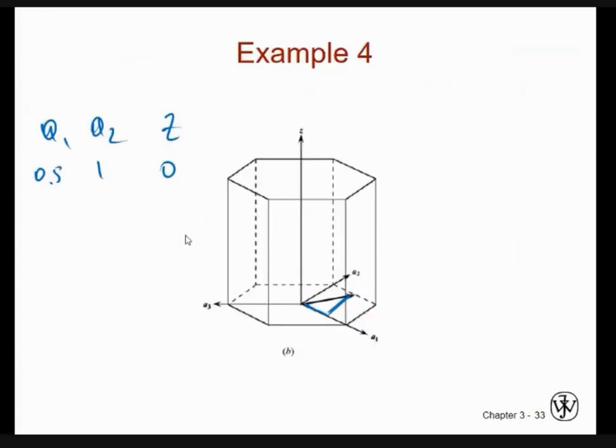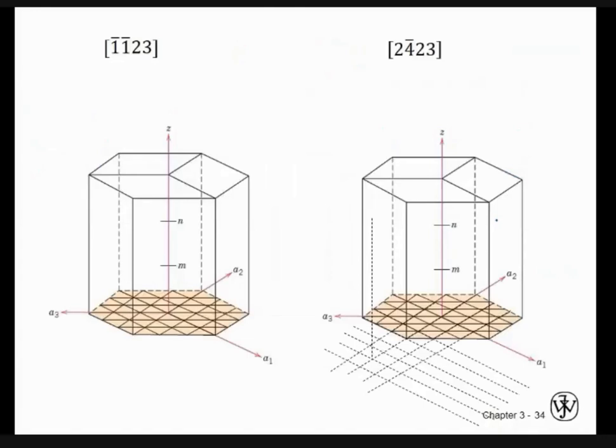Okay, so in these last examples I just gave projections because the procedure will be the same. Apply equations, bring it to integers, and enclose in brackets. So here the vector was given and we found the Miller-Bravais indices. Now this time we will do the reverse. I have these two directions over here and I need to draw them.